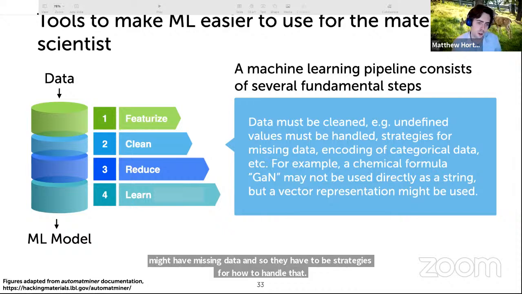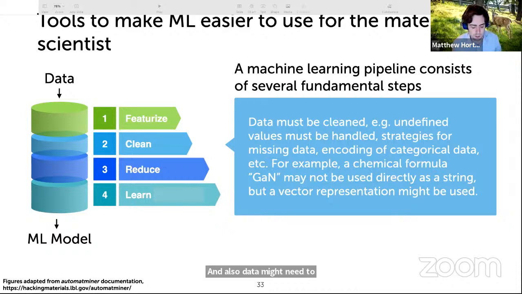And also data might need to be converted into a representation that is more appropriate for an ML algorithm. For example, the string for a chemical formula like gallium nitride can't be used directly by an ML algorithm, but a vector representation of this string where, say, the value 1 corresponds to that element being present and a value 0 corresponds to that element not being present might be a useful representation.